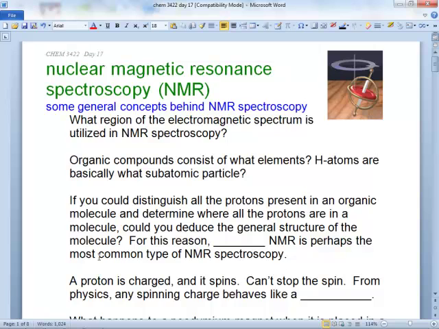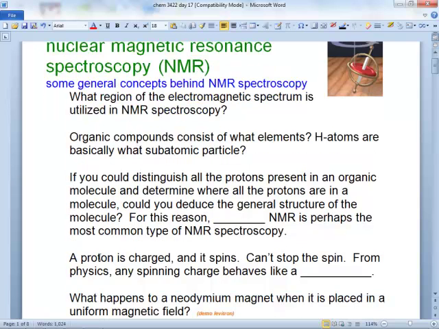Okay. Organic compounds consist of what elements? Sandy, what elements do organic compounds consist of? Carbon, keep going. Oxygen, and a whole lot of everybody? Nitrogen. Not nitrogen. Hydrogen. Okay. Hydrogen atoms, Rob, are basically what subatomic particle? Hydrogen atoms, well, that's a good guess. Electron, so that's half of it. The other half would be proton, right?